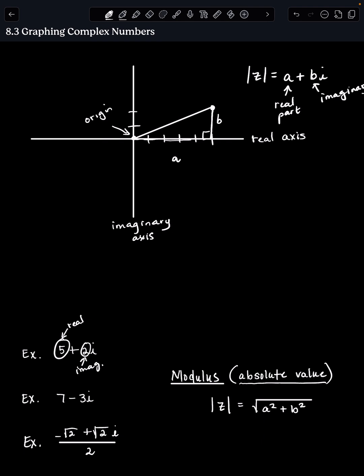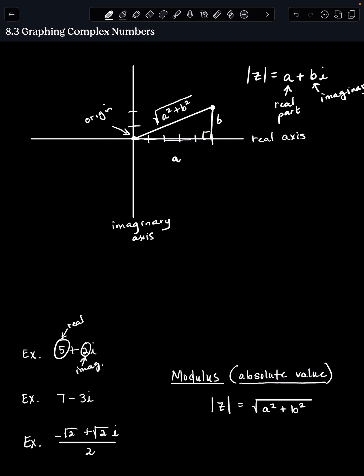Well, how would I get this hypotenuse? Well, I've got a right triangle. I've got 2 sides of the right triangle, so we're just going to use the Pythagorean theorem. So we know that this hypotenuse squared equals a squared plus b squared, or this hypotenuse is the square root of a squared plus b squared. All right, so we're going to use that to find the modulus. So the modulus is just the distance from the origin to that complex number.